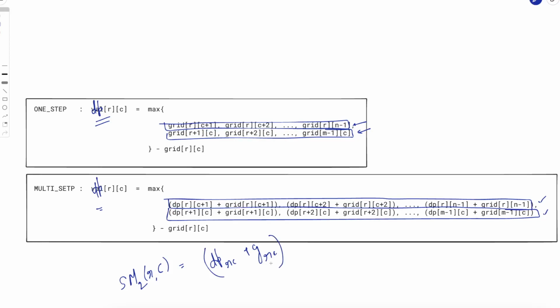You want suffix maximum, so you will simply take this maximum with the sm2 of r of c plus 1, right? And whatever is the maximum, that will be the suffix maximum across everything in the right. In the same fashion, you can compute suffix maximum of down as well, with dp of rc and grid of rc, and suffix maximum of down with r plus 1 and c.